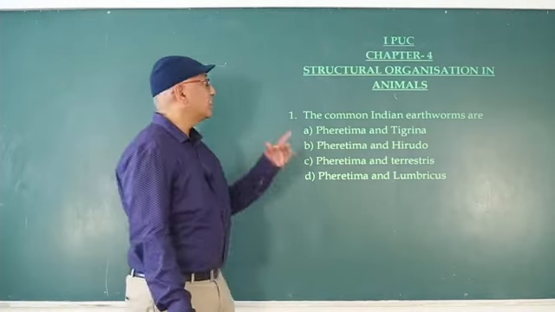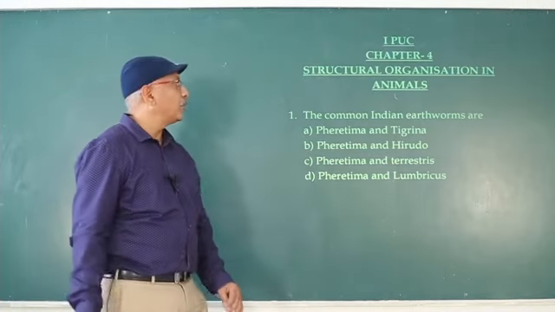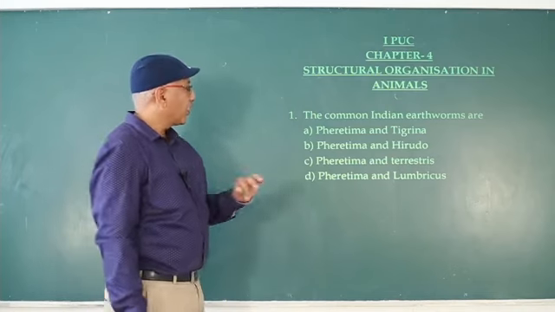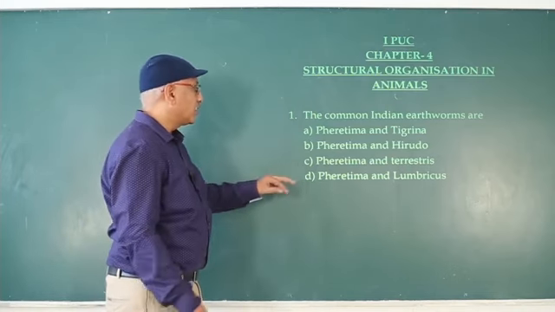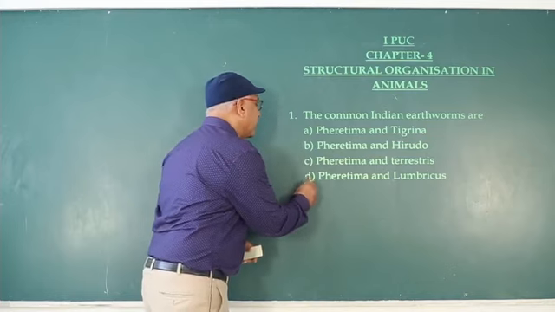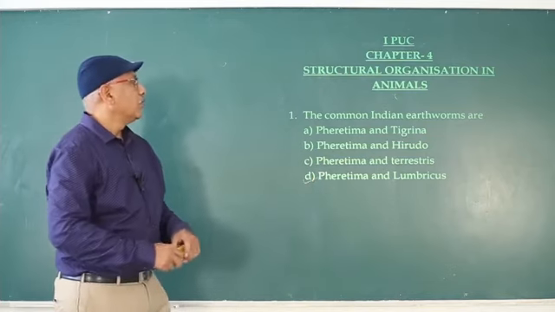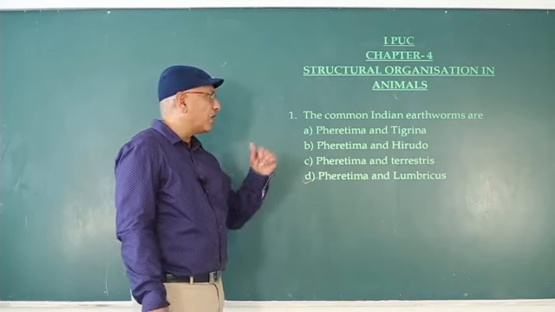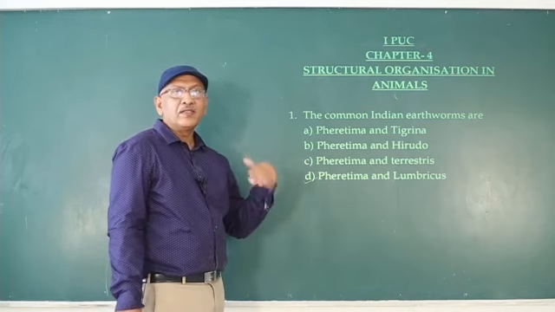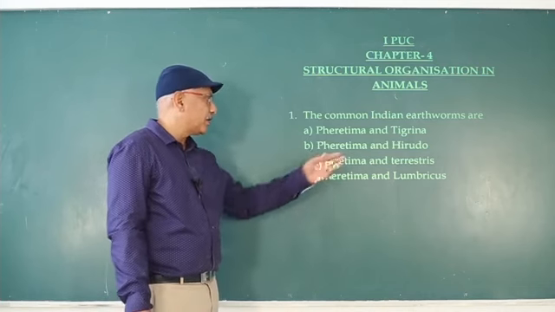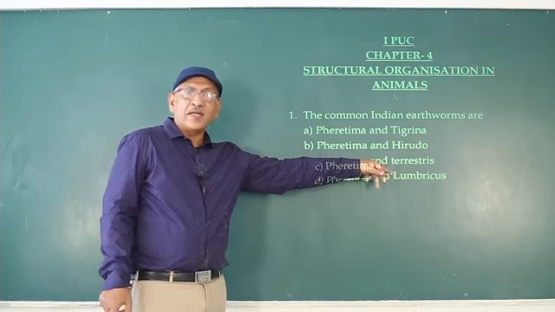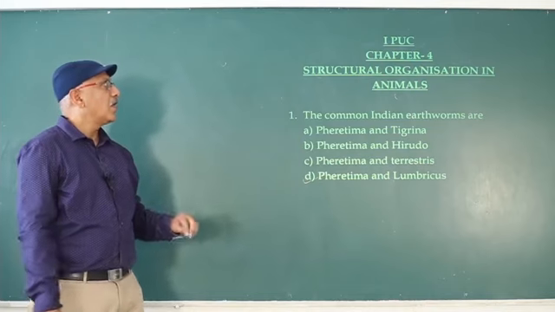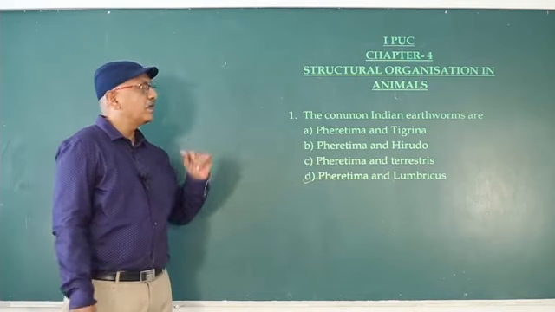Now we discuss structural organization in animals. Pheretima and Lumbricus are known as the common Indian earthworms. Tigrina is given, but Tigrina is a species of frog. Hirudo is a leech, the medicinal leech. Terrestris is not a species. So the answer is Pheretima and Lumbricus are the common Indian earthworms.